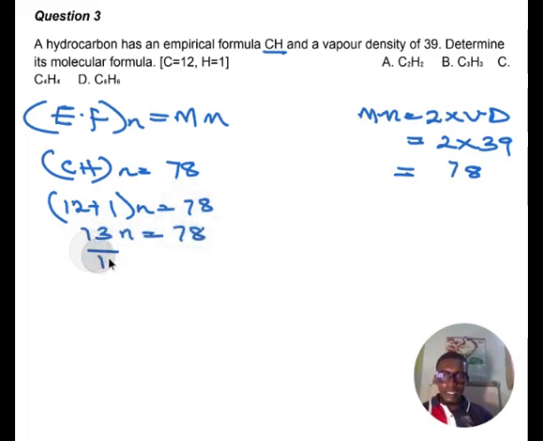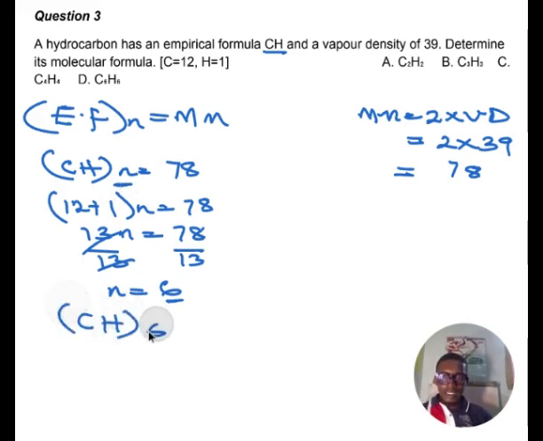So divide here by 13, divide here by 13 to get the value of N. So 78 divided by 13, that will give us 6. So we have N is equal to 6. So from here, take this value of 6 and put it here. Okay, substitute N as 6. So we have CH, all in brackets 6. Remember, there's a 1 here, there's a 1 here. So you expand. So it becomes C6 and H6. That is your molecular formula, which is option D.